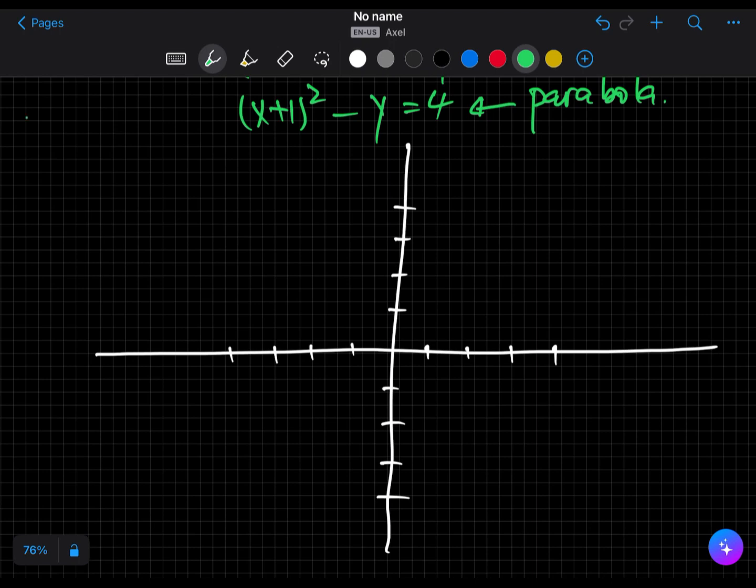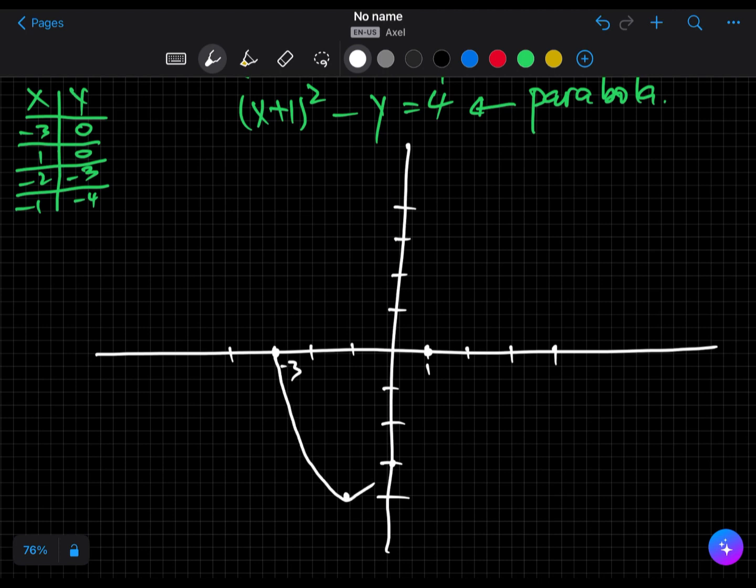You can have a little table over here where you have your x and your y, and you will realize that for y equal to 0 you have minus 3, and for y equal to 0 you can also have 1, and then you have minus 2, you have minus 3, and you have minus 1, you have minus 4. These are just guiding points for you to plot your graph. So we have minus 3 and 1 for y equals to 0, and when x equals to 0, y is minus 3, and when x is minus 1, y is minus 4. So we can use these 3 points to plot our parabola. Okay, so this is the sketch for a parabola.